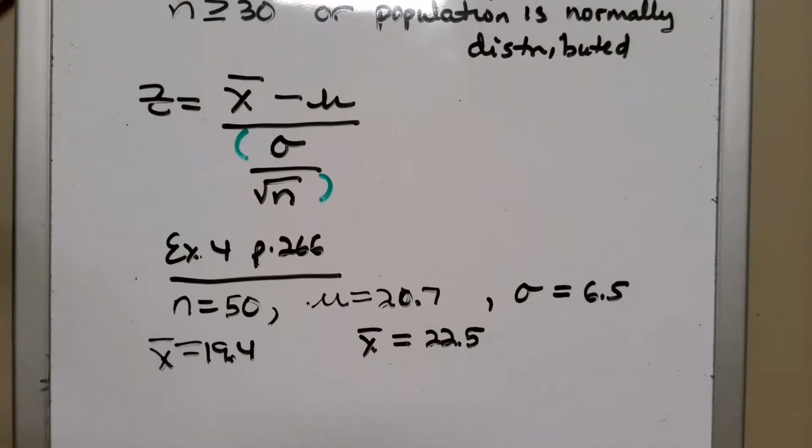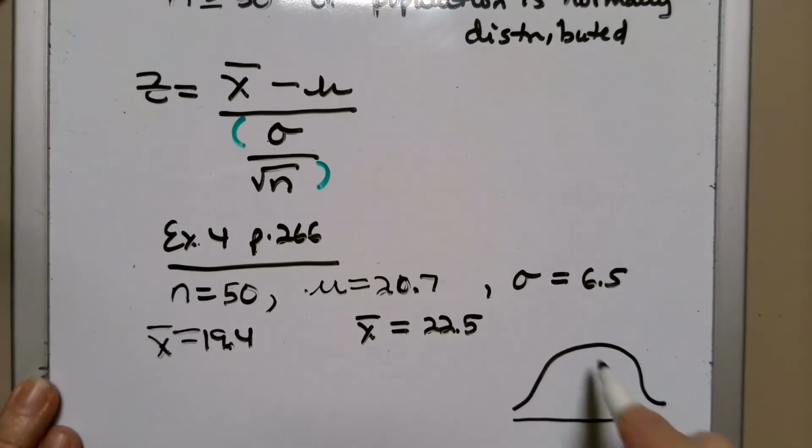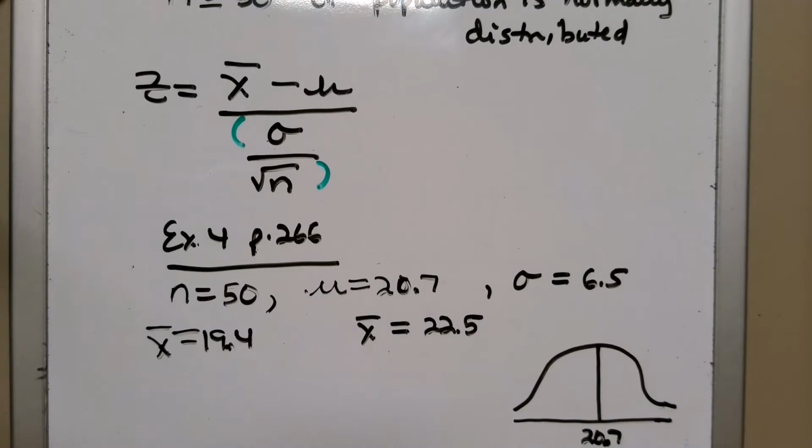So as we talked about before, it's really important to draw the picture. So we're going to do that next. We're going to draw the picture here. And in the middle goes the population mean, just as we saw in previous sections. And our population mean, remember, is 20.7. So in a large sample, the mean of the sample should be really close to the population mean of 20.7.